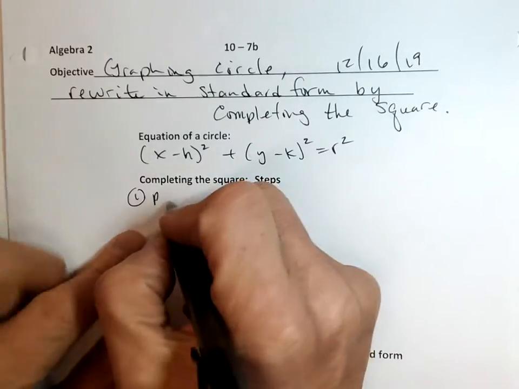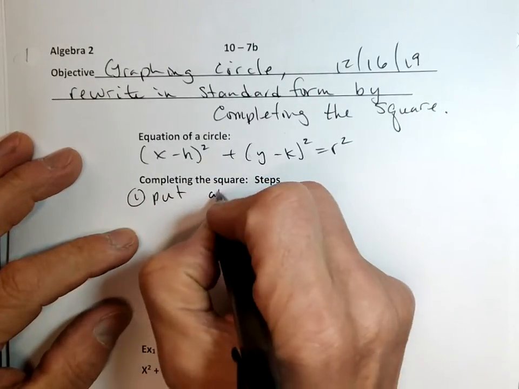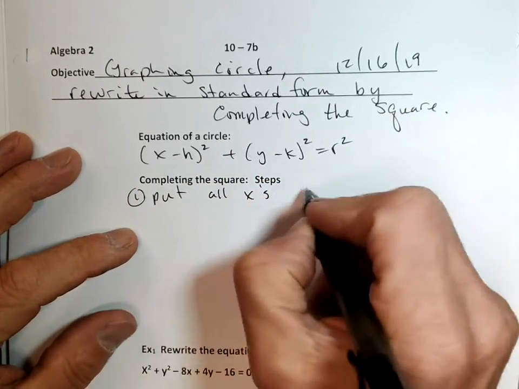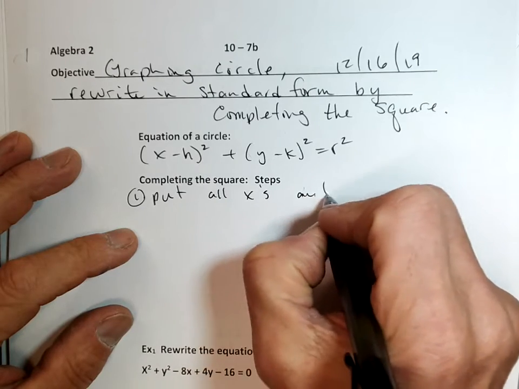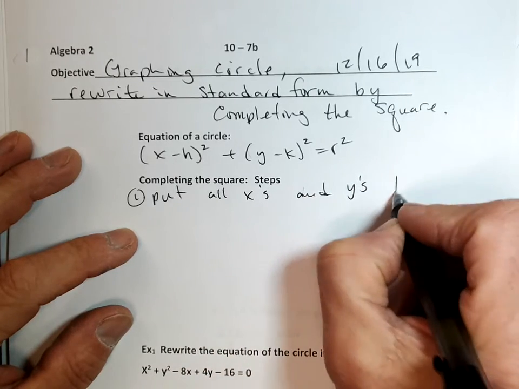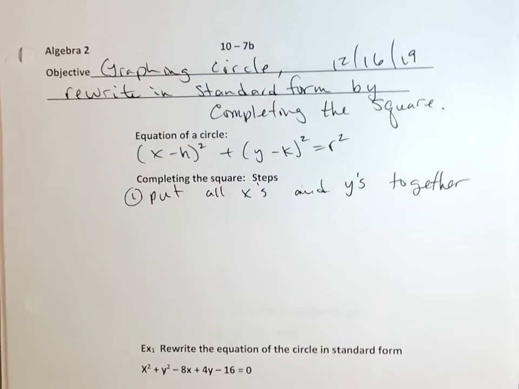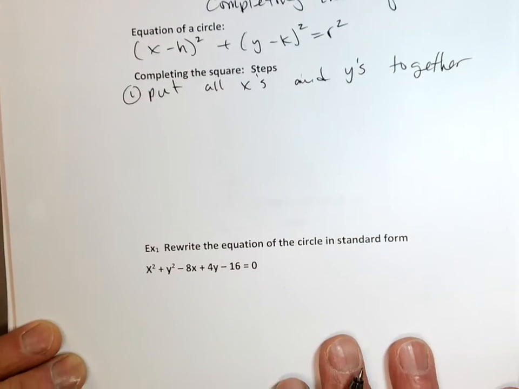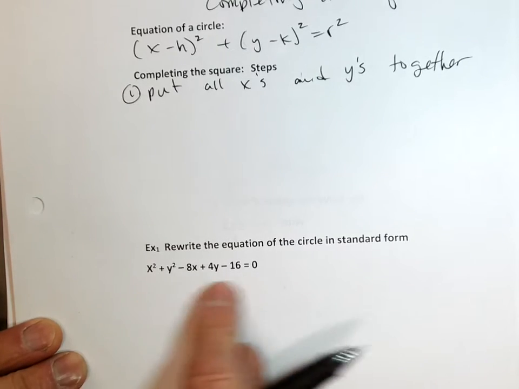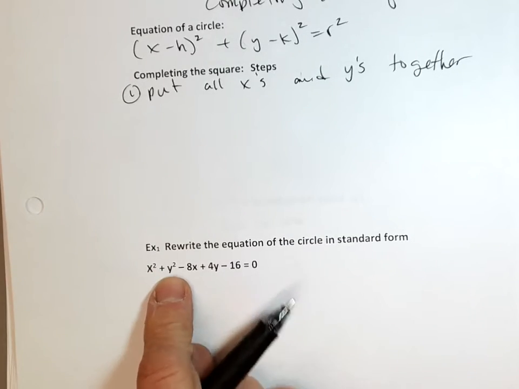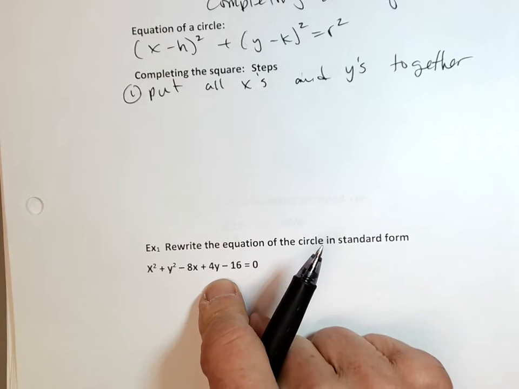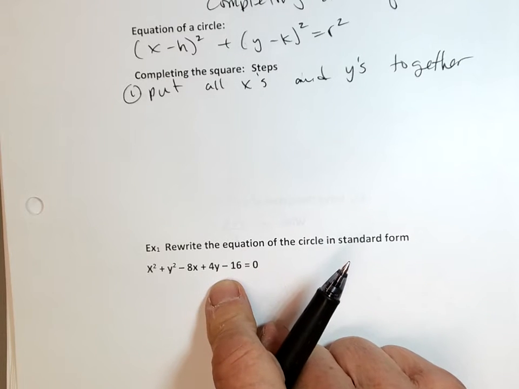Okay. So step one: put all x's and y's together. Okay, that's step one. So let me slide this up a little bit. If I look at example 1, I've got x squared, y squared, x and y's. So I want to put the x's with the x's and the y's with the y's.